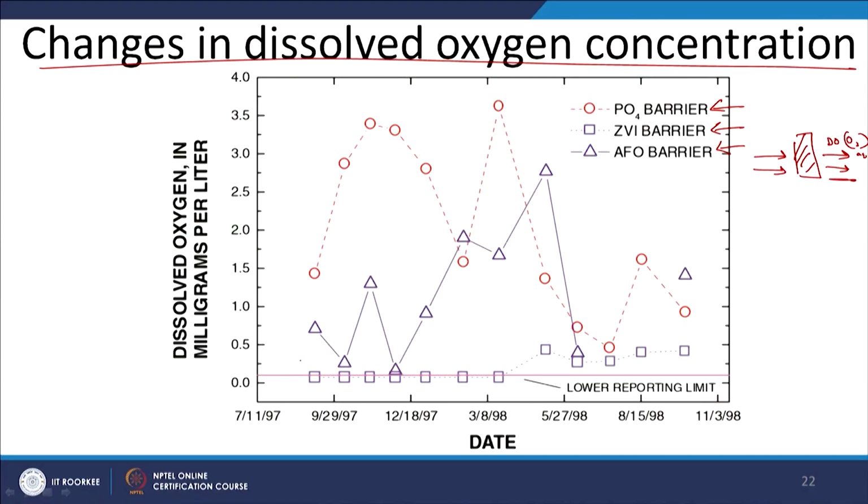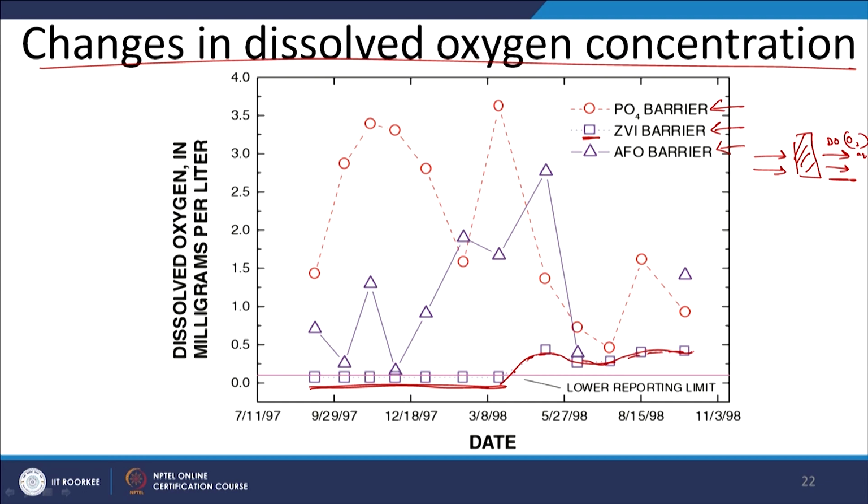Why is that? Because zero valent iron is a reducing agent, it donates electrons, and oxygen is an electron acceptor, it accepts the electrons, and we looked at the relevant reaction. So again, let us look at the data here. As you can see, this is the legend for zero valent iron, and you see dissolved oxygen concentration is below the detection limit. But after around 6 months or so, you see a slight increase in the effluent dissolved oxygen.